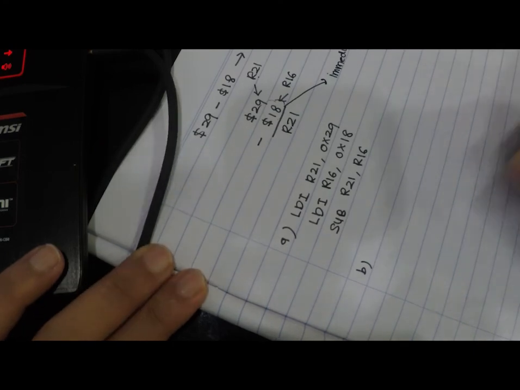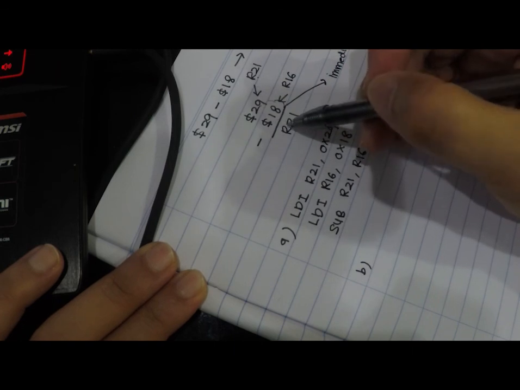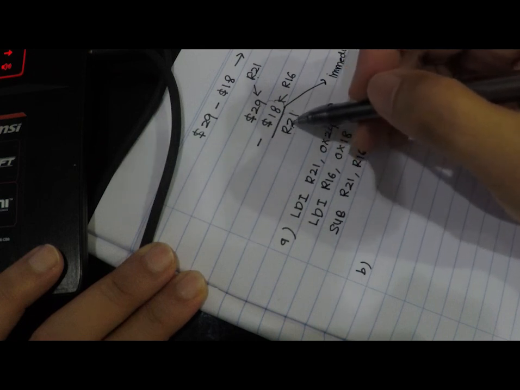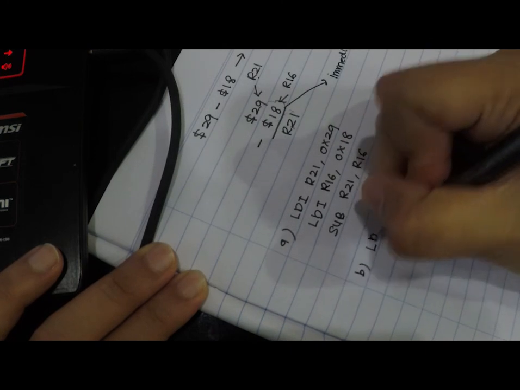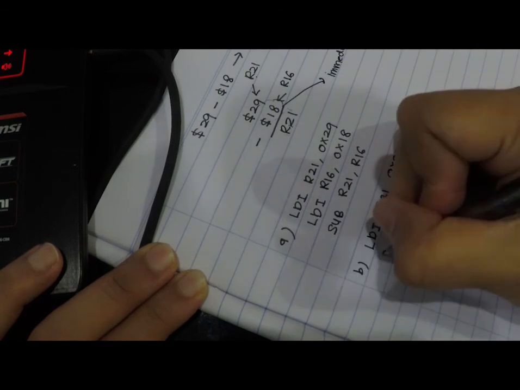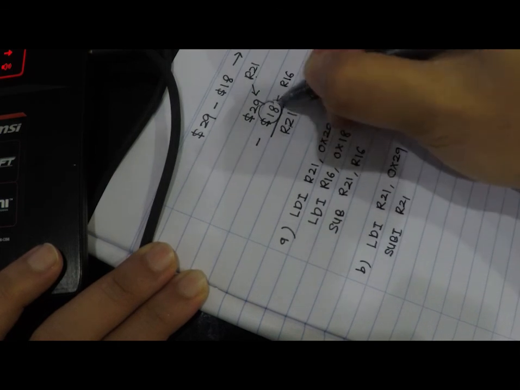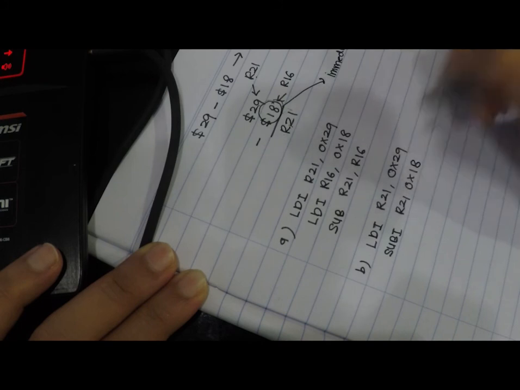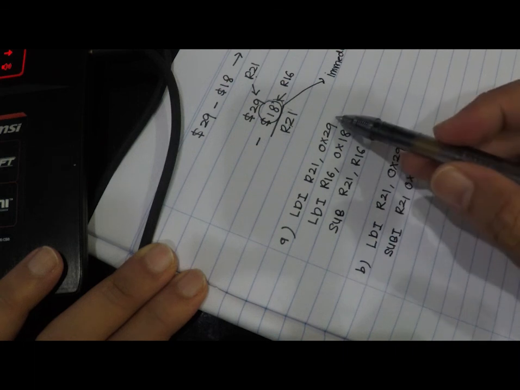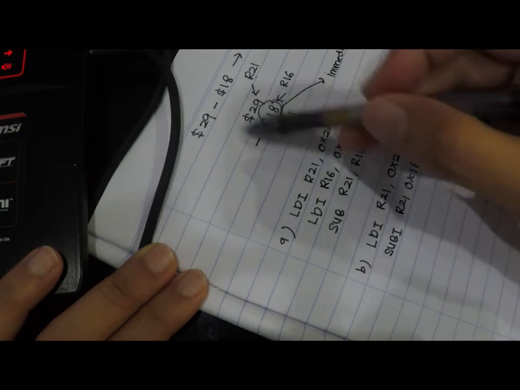So how to do that? Okay, so this one here, the first value, you're going to load to R21. Why? Because at the end you're going to use R21 to store the result. So LDI R21 with what value? 0829, and then now you can use the SUBI. Subtract immediate R21 with what value? With this value 0818. So that's it. Only 2 lines of instruction compared to this one here. You're going to need 3 lines of instruction to do the same operation.